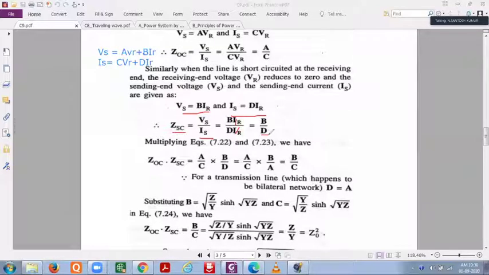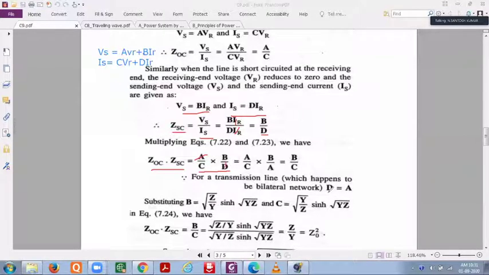Is that clear? That is just simple math here. We are not doing anything technical or deeper. So in the next step, I'm taking the product of ZOC and ZSC. ZOC is open circuit impedance, ZSC is short circuit impedance. When I multiply them, I get AB by CD. And you know from the relation, A is equal to D, right?